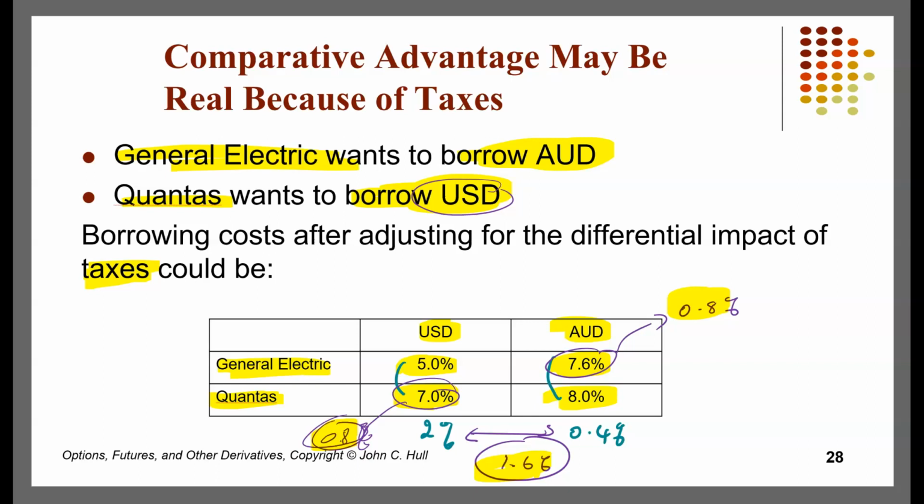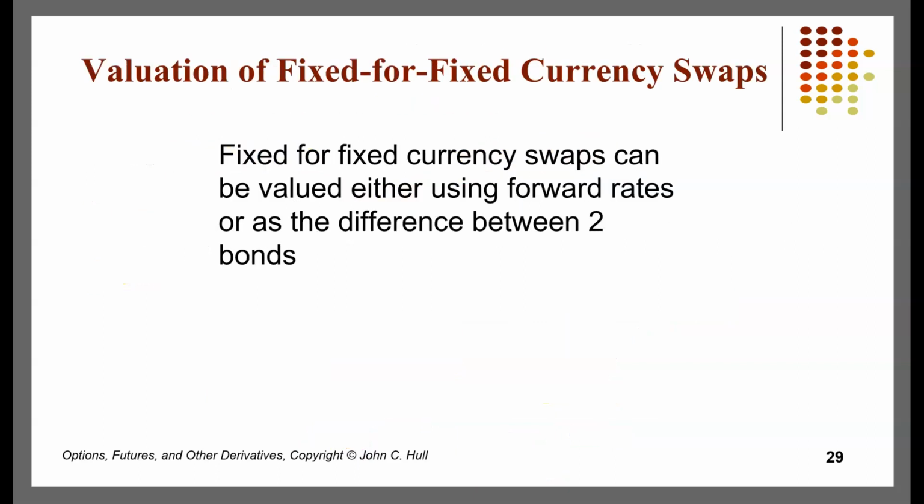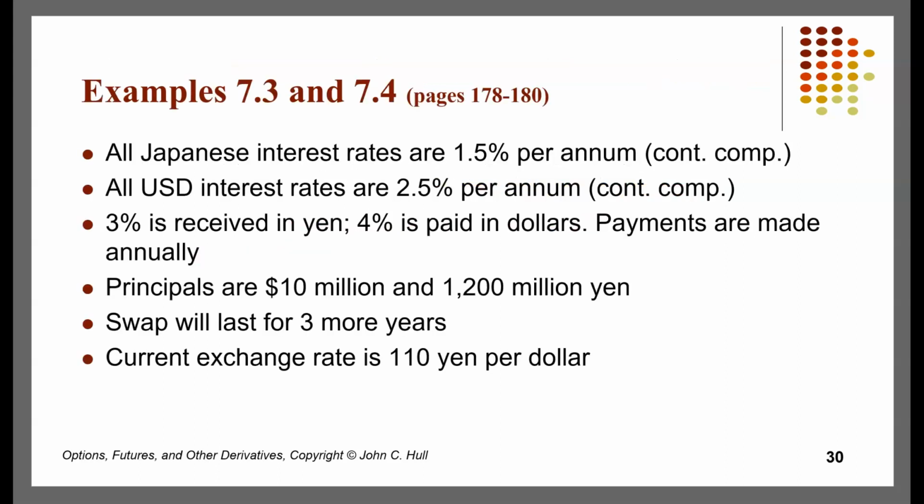Now, how do we go about valuing fixed-for-fixed currency swaps? Well, the valuation for fixed currency swaps could be done using forward rates or as a difference between two bonds. And we're going to work with an example here in a second in order to understand what that valuation is all about for fixed currency swaps. We used two methods for the interest rate swaps, and we're going to look at this for the currency swaps.